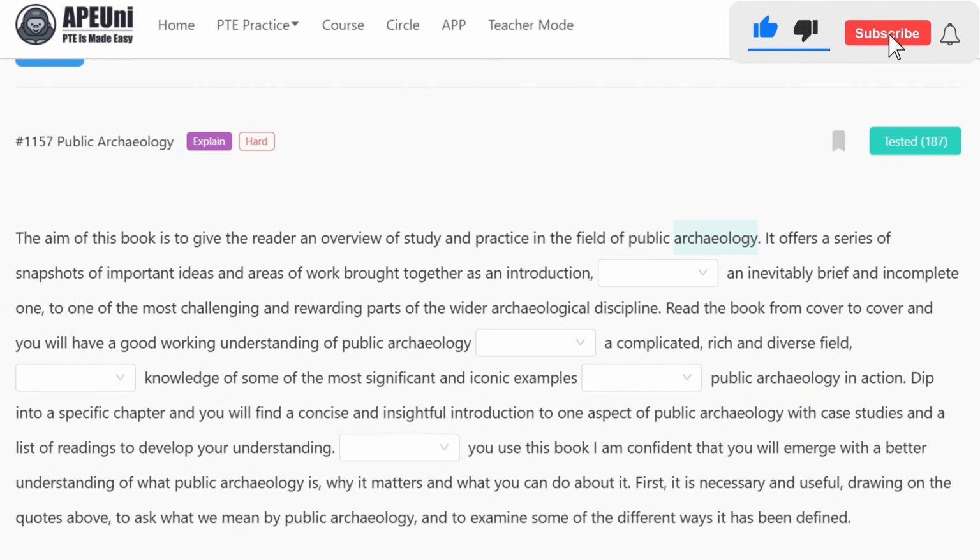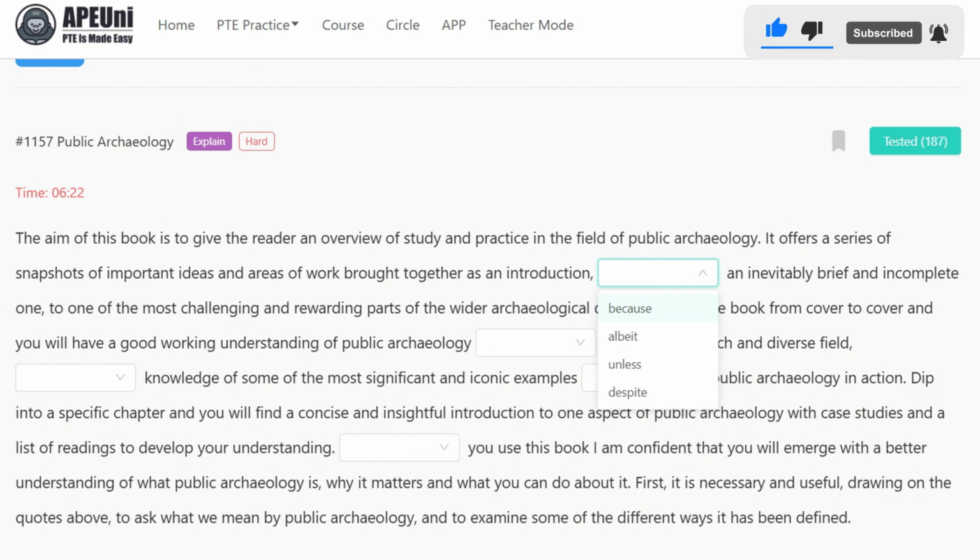Here we are having options. So the options we are having: because, albeit, unless, despite. Let's understand the meaning of because. Because introduces a reason or cause, but the sentence expresses a contrast rather than explaining why the introduction is brief. For example, she stayed home because she was feeling unwell. He was late because of heavy traffic.